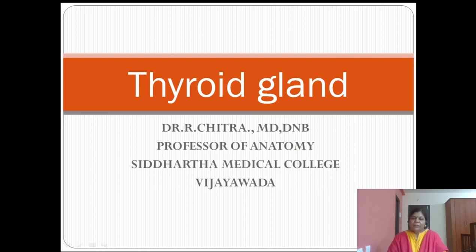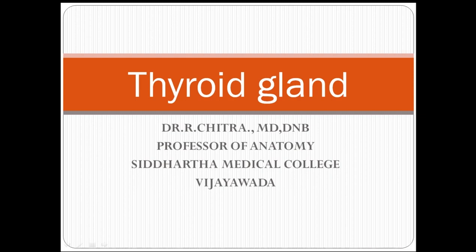With this, we will start today's class. Gross anatomy of the thyroid gland. It is a highly vascular ductless gland situated in front and sides of the trachea, opposite to the fifth, sixth and seventh cervical and first thoracic vertebra.